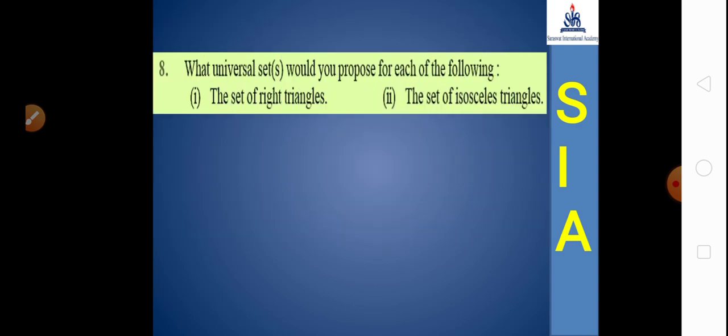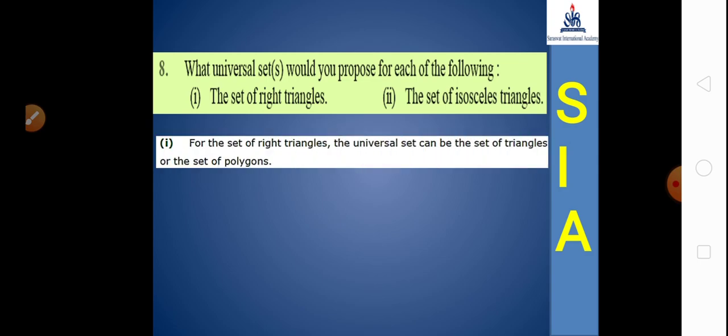Next, what universal set would you propose for the following? It means you just find out what the universal set is for both questions: right angle triangles and isosceles triangles. Very easy. First one, for the set of right angle triangles, the universal set can be the set of triangles or the set of polygons. It means it is a higher set. The second is not a higher set.